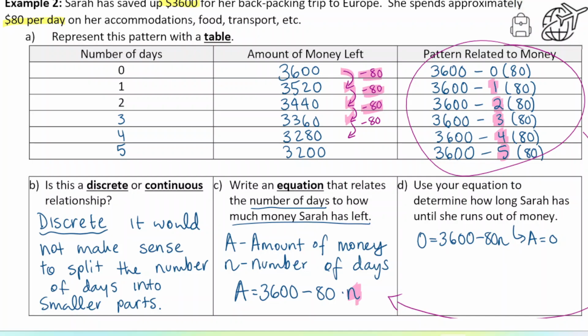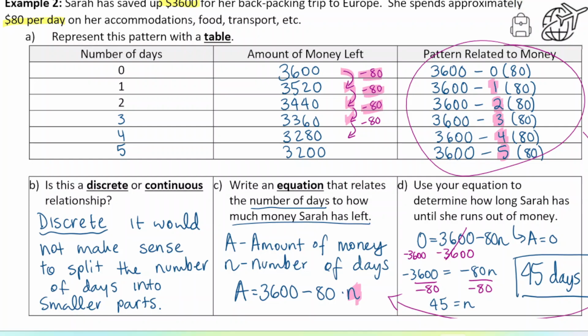So we're going to solve this using opposite operations. We're going to subtract 3,600 from both sides to start. So we'll end up with negative 3,600 equals negative 80N. Right, the 3,600 cancels out there. And then we do the opposite of multiplying by negative 80. We divide by negative 80. So a nice connection here to these patterns with solving equations. So we get 45 equals N. So Sarah runs out of money in 45 days.